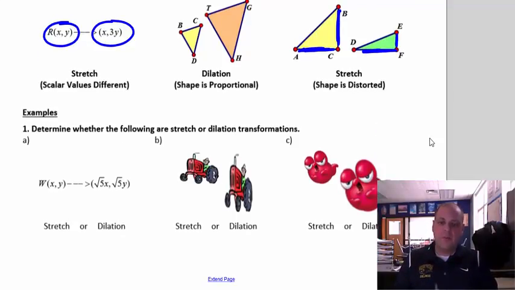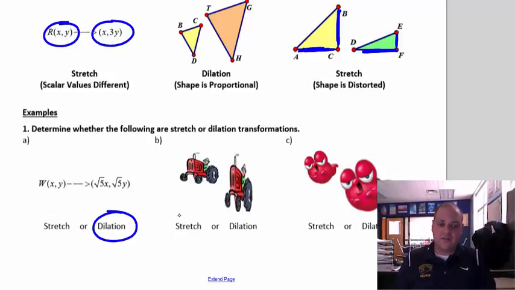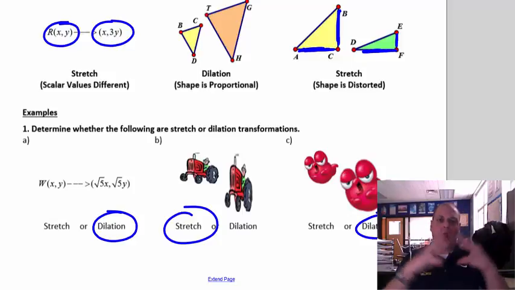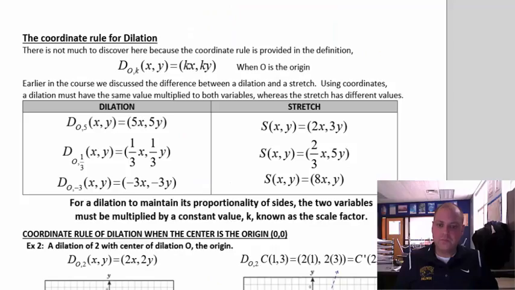So here are some examples. Determine whether the following are a stretch or a dilation. See how they're both multiplied by the same number? It doesn't matter if it's a radical or whatever number it is. They're multiplied by the same number, so that would be a dilation. See this one here? You can just tell it's stretched out vertically. So that is a stretch. And then this one appears to be a dilation. It's just blown up the same way, like doubled. Everything got doubled, so that's a dilation. I think we got that.